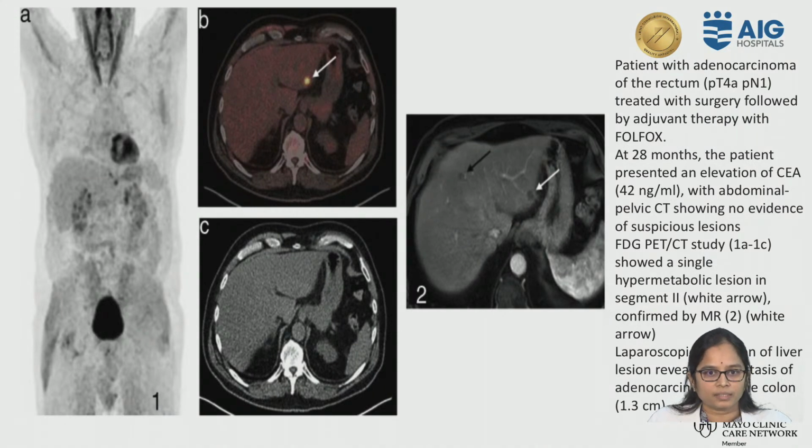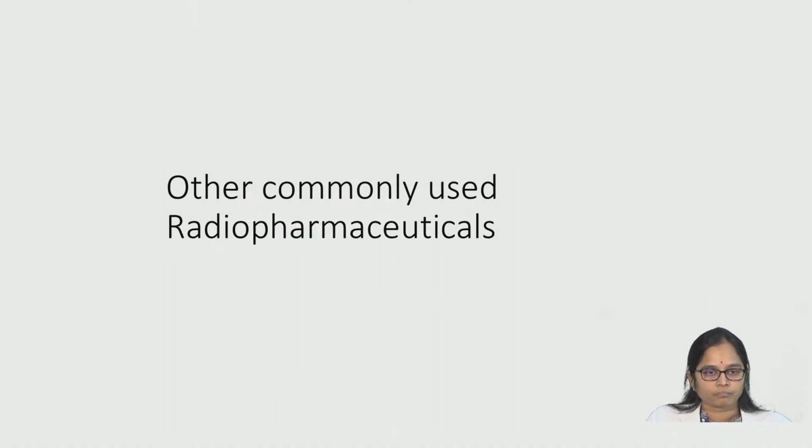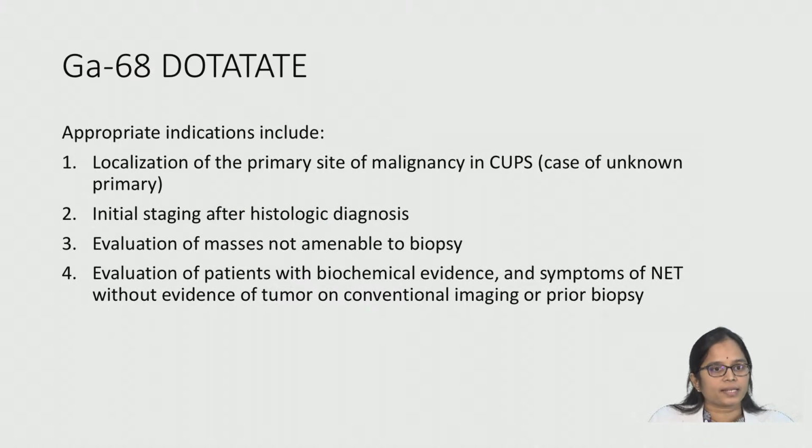Next, coming on to the other radiopharmaceuticals, as I said, the other is generator produced, that is gallium-68 labeled DOTATATE, which is used in the case of neuroendocrine tumors. So what are the indications? Just like FDG, it is useful in the case of unknown primary with NET metastasis to know the site of primary, and once the diagnosis is confirmed to know the initial staging. Whenever the biopsy is inconclusive, PET guided biopsy can be done, and also in the case of biochemical recurrence.